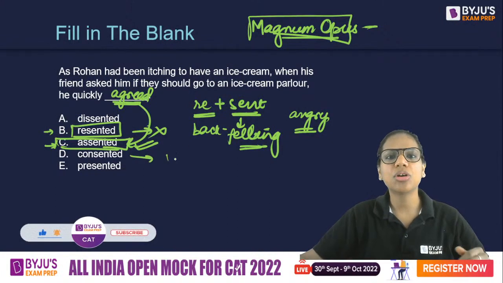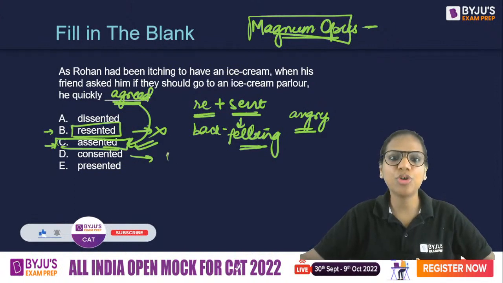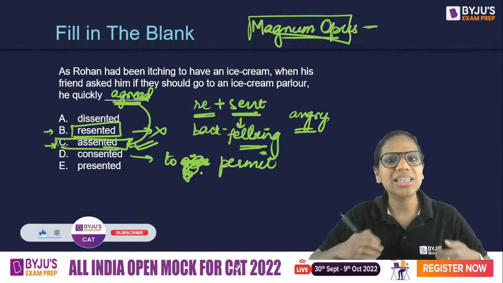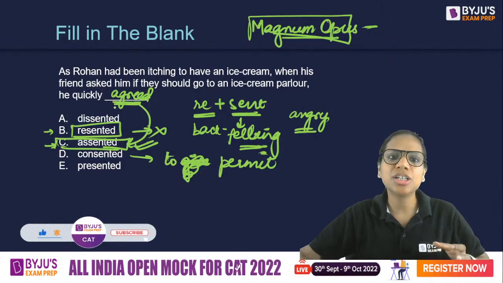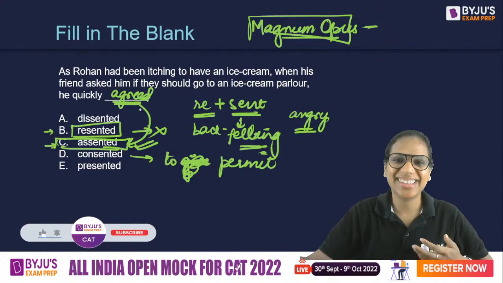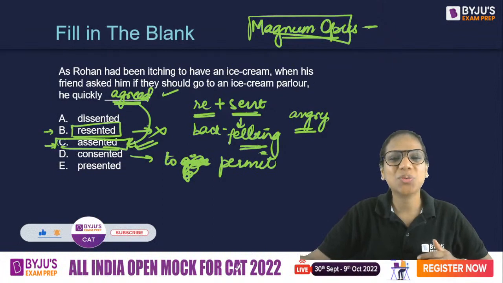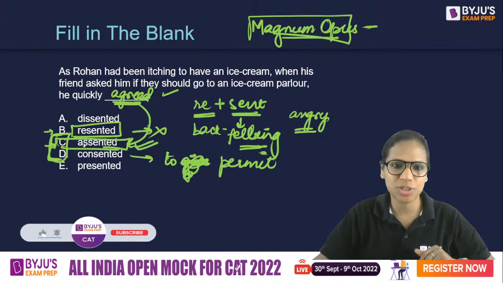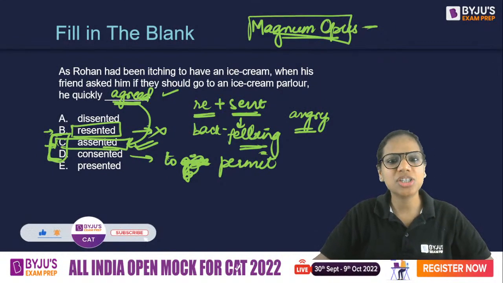Consent is more of allowing something to happen, to give your permission in a way, to permit something. So to allow, to permit, that is to consent. Whereas here it's more about agreement. Ki haan chalte hain, right? So assented is the word, not consented. These are two words that can be confused with each other. Common confusables. To resent someone is to have angry, bitter feelings towards them.